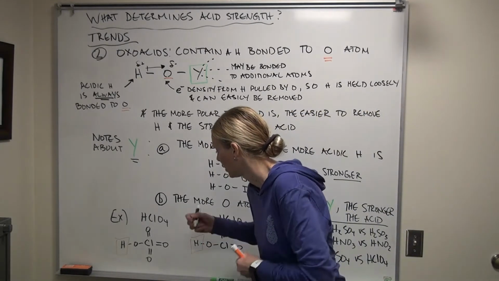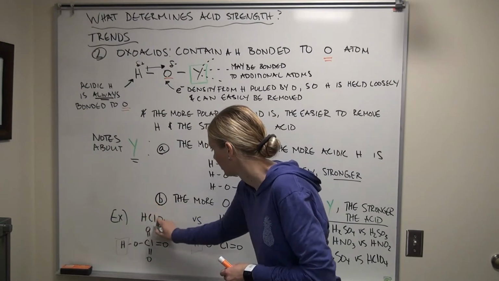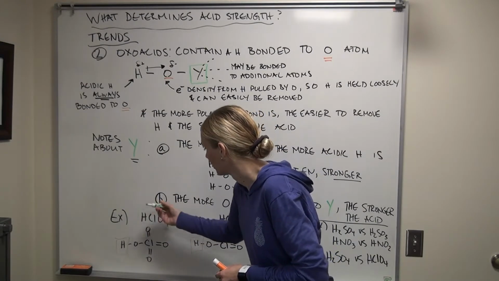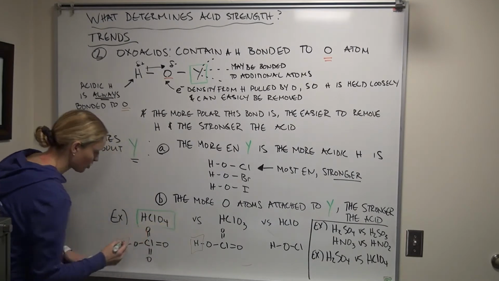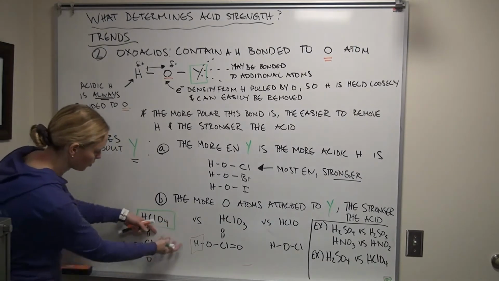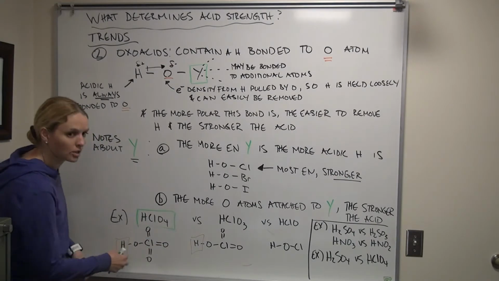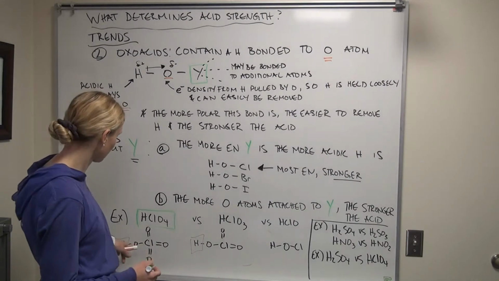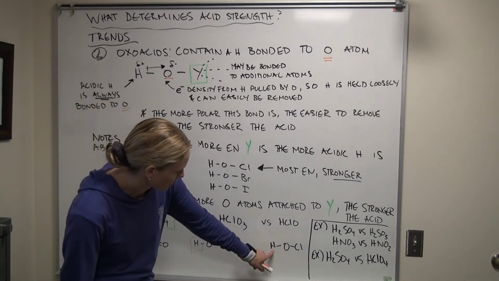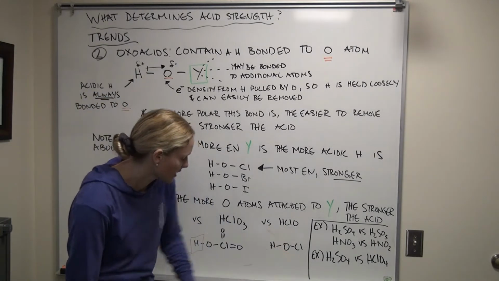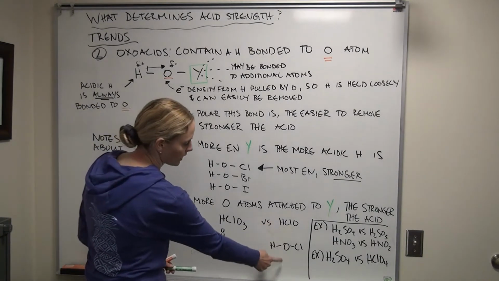And so HClO4 will be stronger because it has more oxygens. It's pulling more electron density away from that hydrogen and making this bond very weak and polar, so it can be dissociated very easily. And then compared to just HOCl, this is the strongest, the next strongest, and this is the weakest.